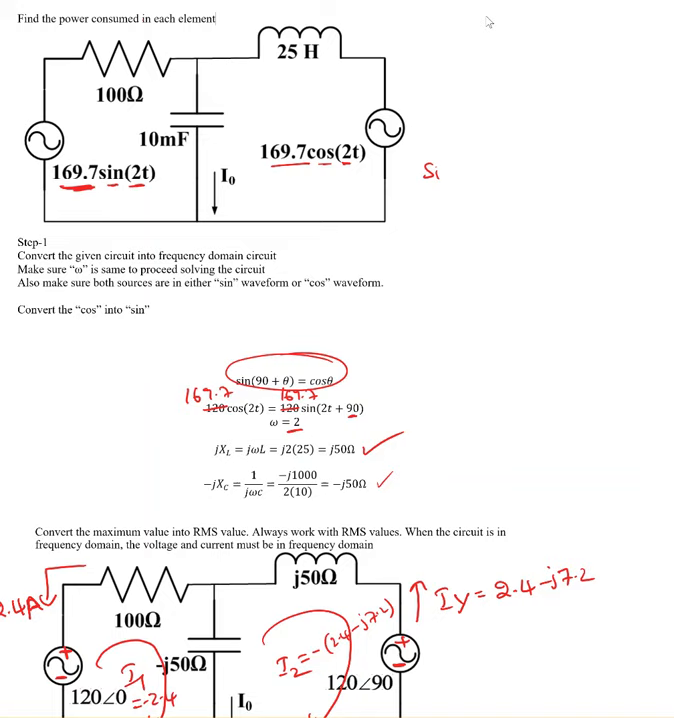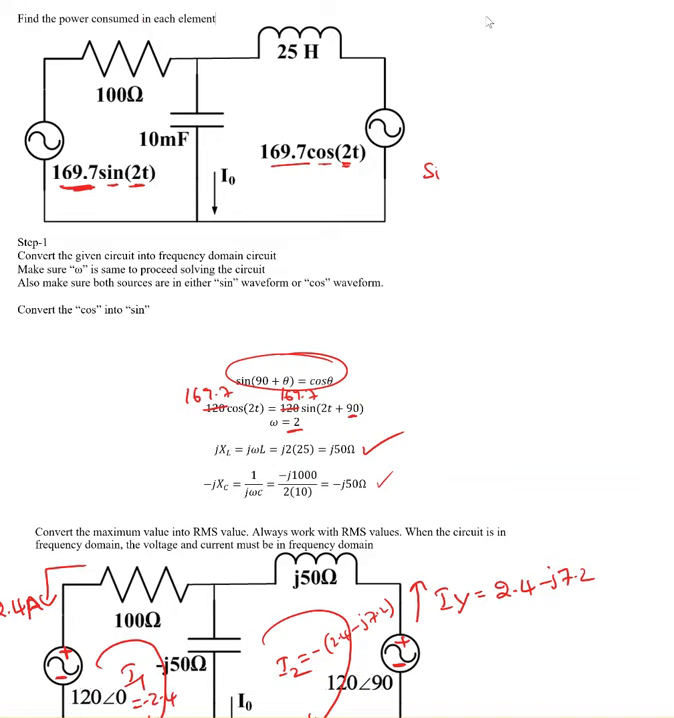Here is another example. Here he's asking to find the power consumed or supplied by each element. The first thing is the given circuit is in the time domain. We need to convert that into the frequency domain. First important thing, make sure the omega is the same. If omega is not the same, then we cannot solve it using either mesh analysis or nodal analysis. Since we have two sources here, we have to solve it using mesh or nodal analysis.